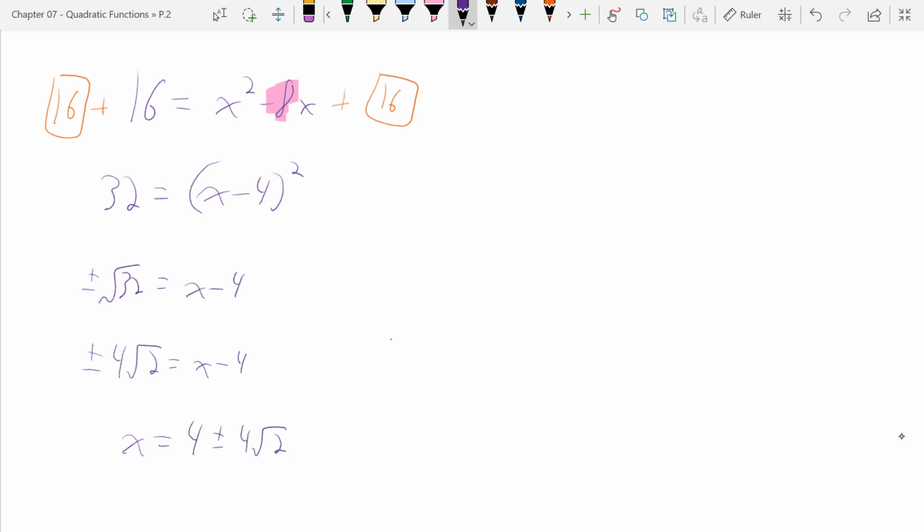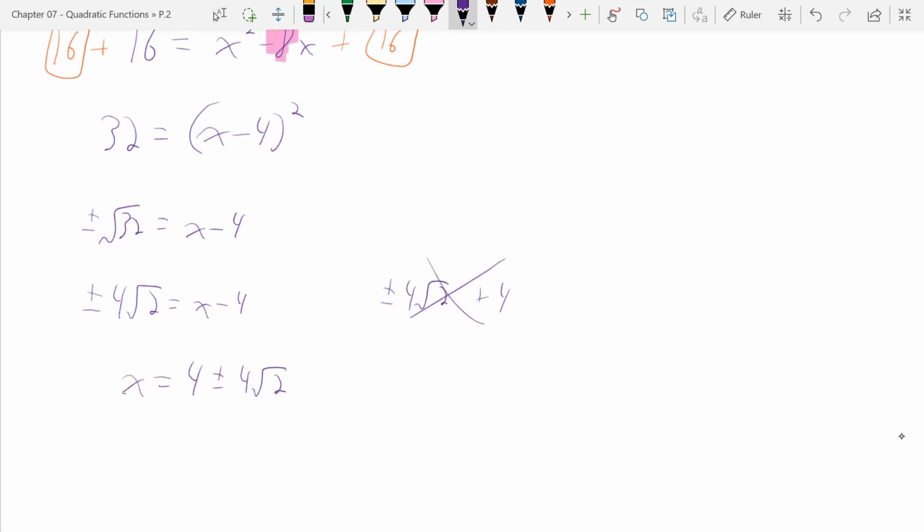Do not write it as plus or minus 4 root 2, plus 4. Don't write it like that. We kind of always put something in front of the plus or minus. It looks cleaner and it's a little bit easier to evaluate. So those are my two solutions.